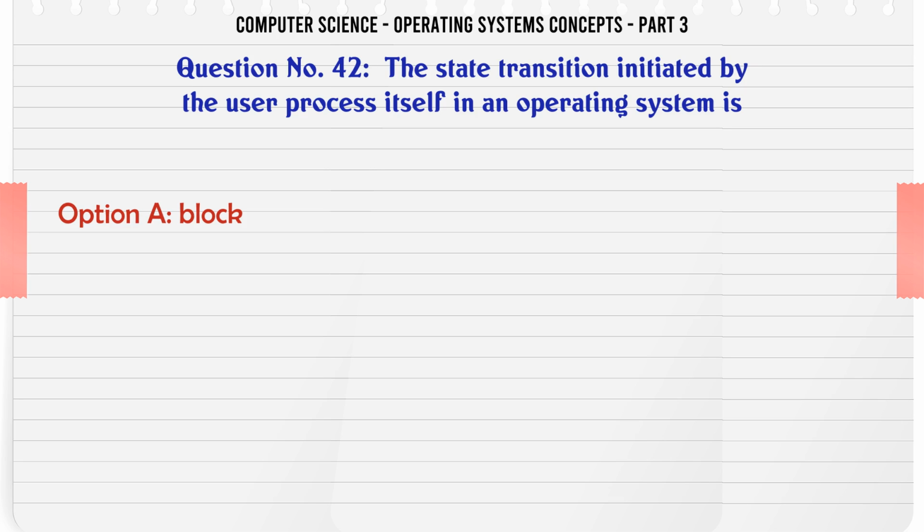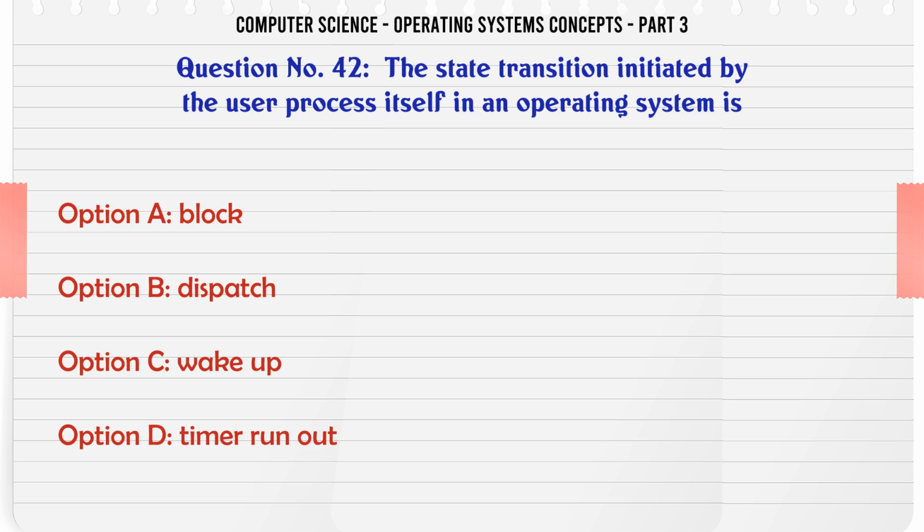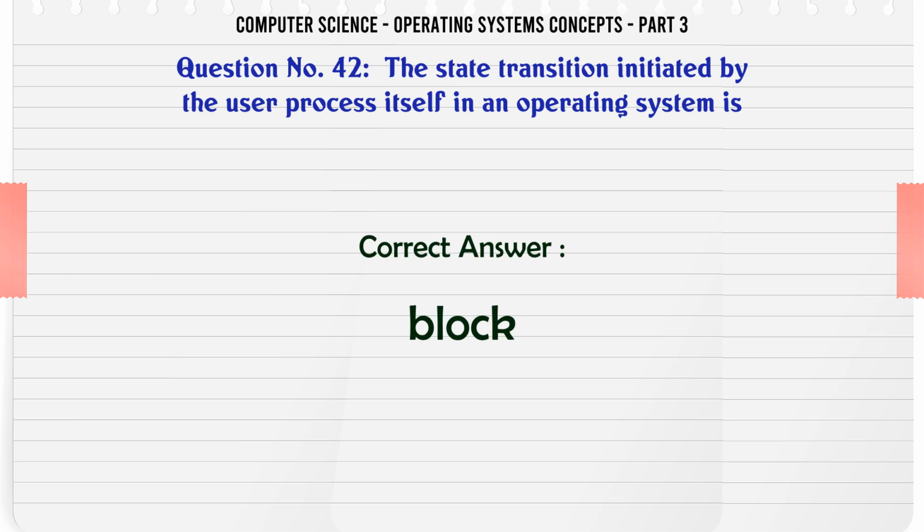The state transition initiated by the user process itself in an operating system is A. Block, B. Dispatch, C. Wake up, D. Timer run out. The correct answer is block.